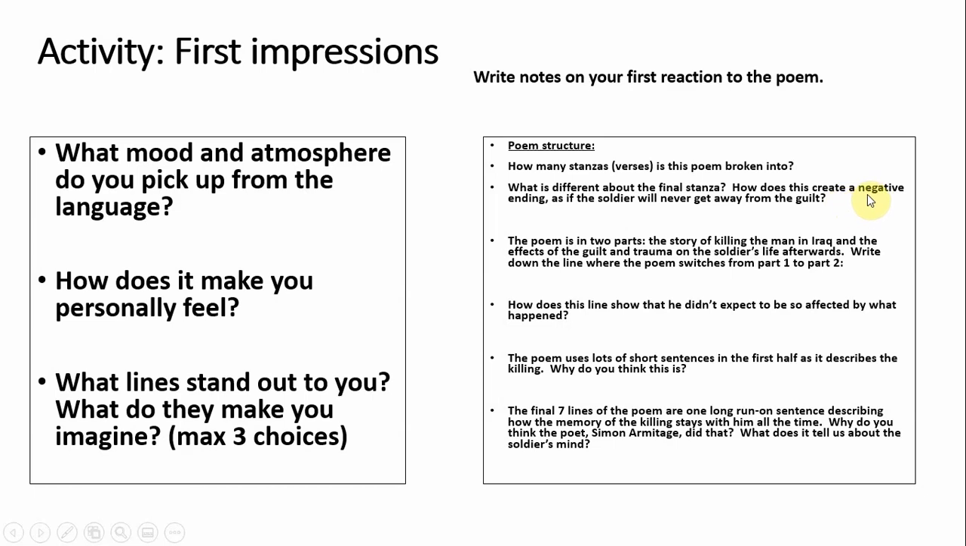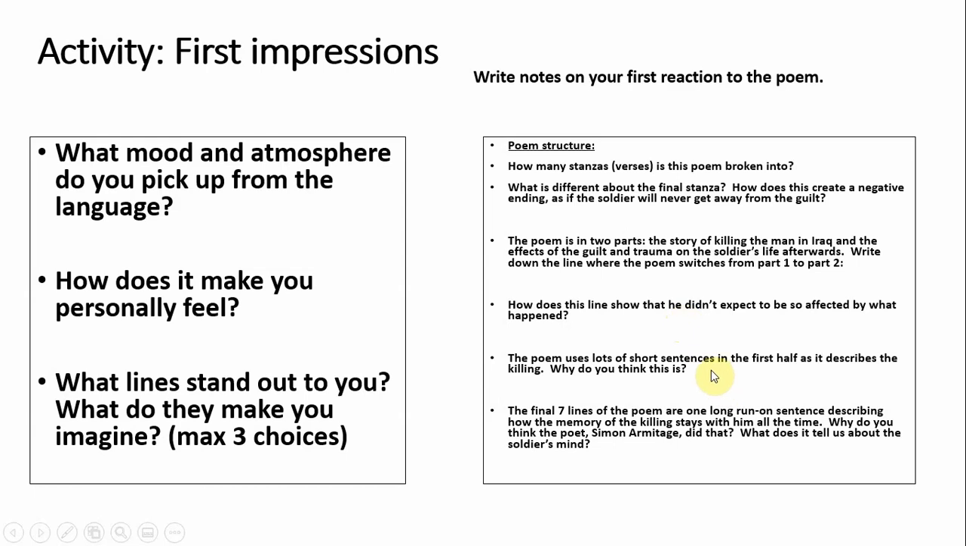So think about that. The poem is in 2 parts, and there is a specific and noticeable part of the poem where it switches from one part to the other, between the killing in Iraq and the effects on the soldier's life. Find that line and write it down. How does that particular line show he didn't expect to be so affected by what happened? How do we see that pause, that change, that moment where he goes, actually, no, this isn't right?